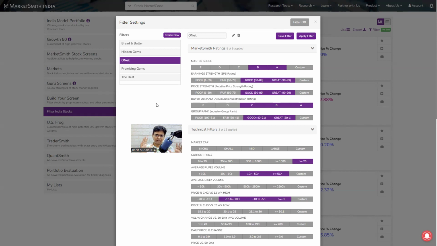I use it to filter stocks in the Indian stock market because in India there are almost 5,000 stocks, and I wanted a software which could do that for me. And I think MarketSmith by far is the best that we have here in India. And as you can see here, I use a lot of filters.